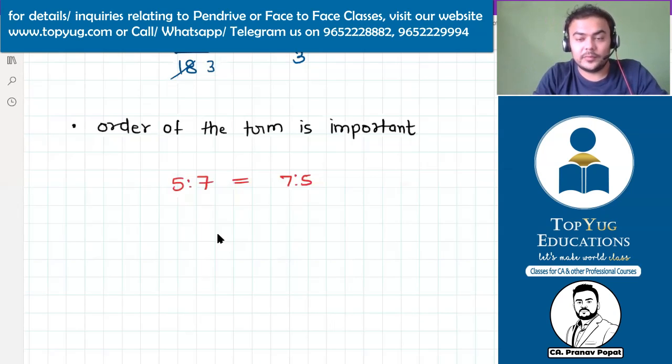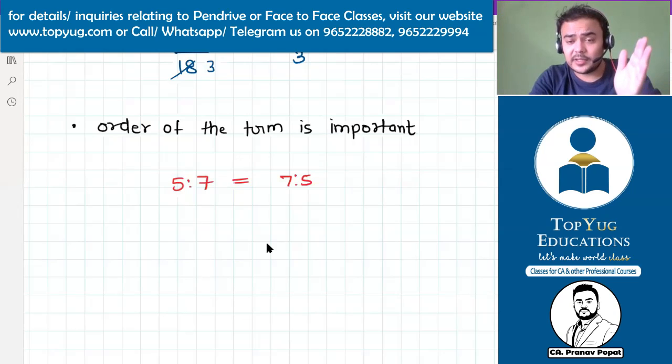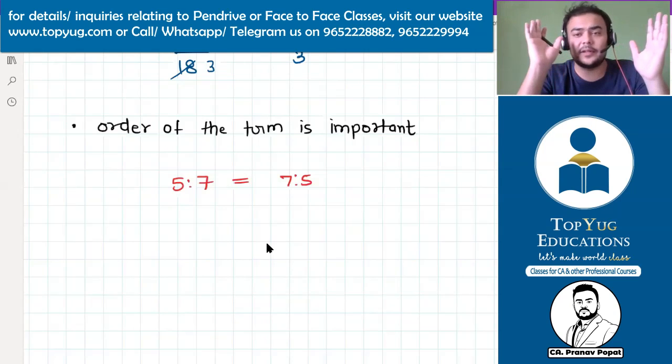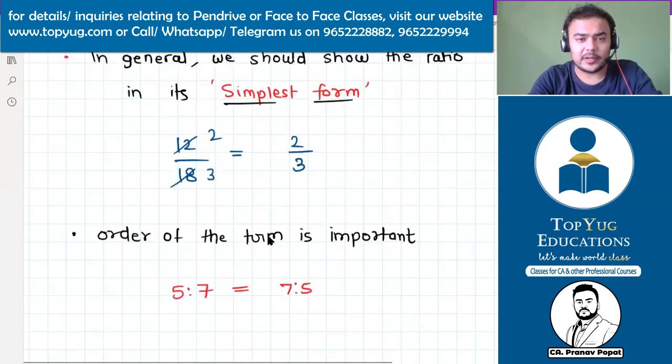No, it is not same, right? It is not same. So order of the term is important, which means the sequence in which you have written the terms. Like if you have written 5 first and 7 next, it's a different thing. And 7 first, 5 second, that's a different thing. So you got it. The order of the term is important, right?